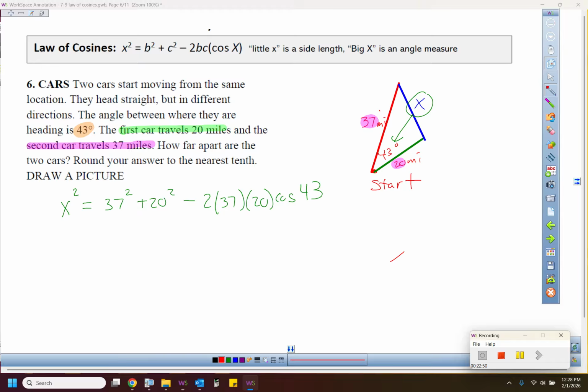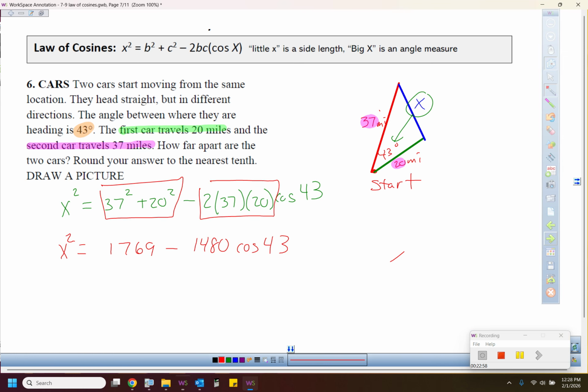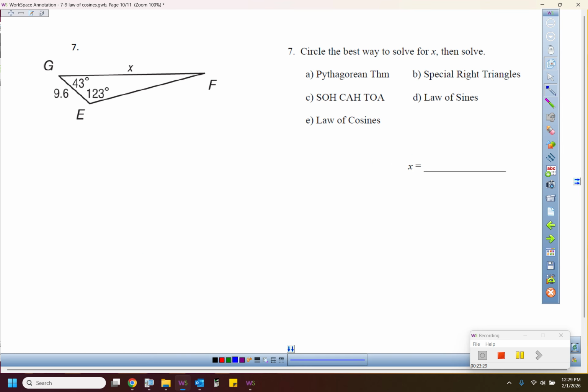So here is my setup. It's always the same with the law of cosines. Then I put my box around those 2 guys and figured out what was in the box. I got 1769 in there and 1480 in there. And then you can just punch this whole part in the calculator. You don't need to undo anything because what you're looking for is already all by itself on one side of the equal sign. So when I punch that in, I got 686 point something. You still need to square root both sides with your previous answer, but then I got about 26.2 miles on that one.